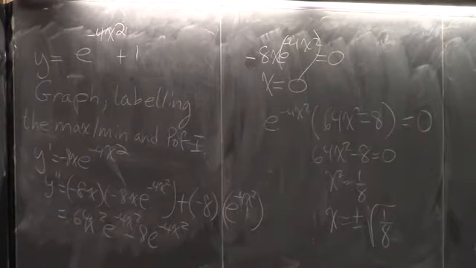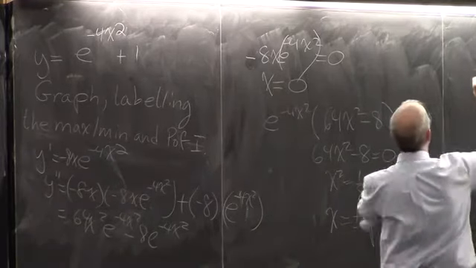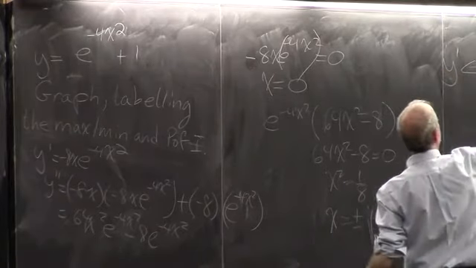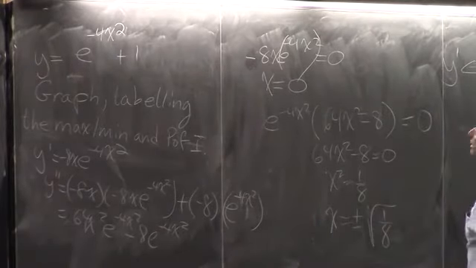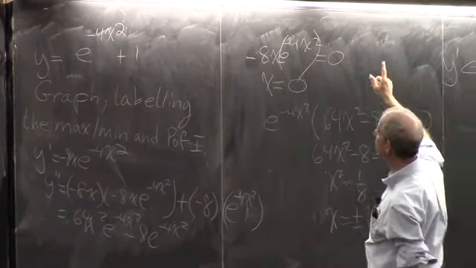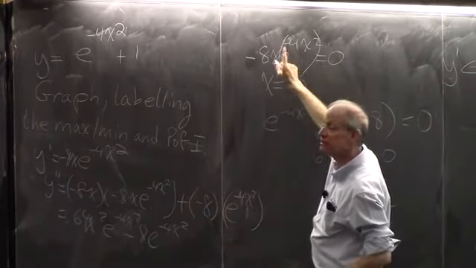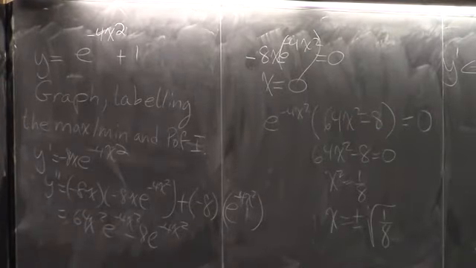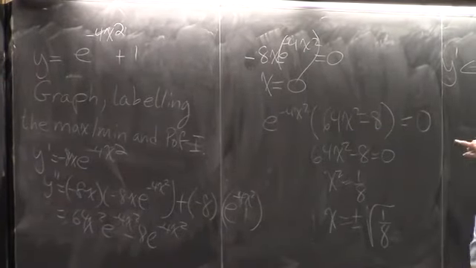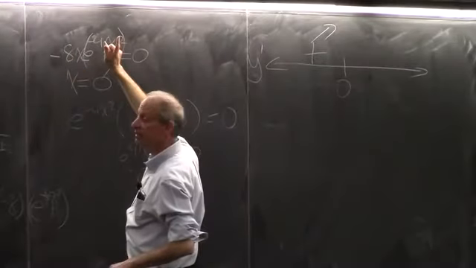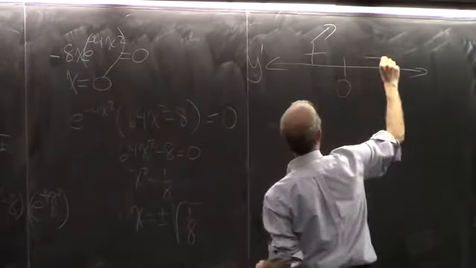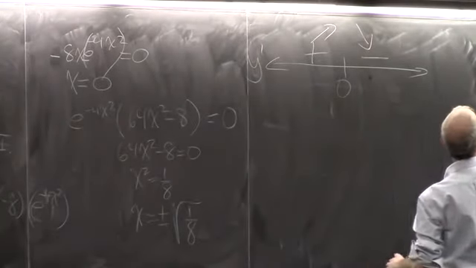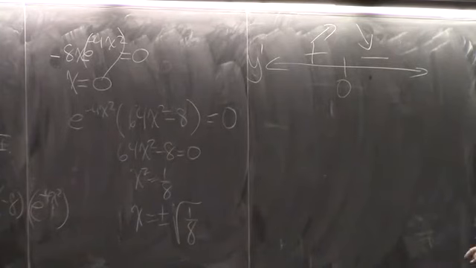Anyone? Alright. So let's see. We have to do some sign testing now. So let's test the first derivative. We try a number less than 0, like negative 1. You get 8 times something that's positive. So it's positive, so the curve is going up. Try a number bigger than 0, like 1. You get negative 8 times something positive. So this is negative, so the curve's going down to the maximum at x equals 0.